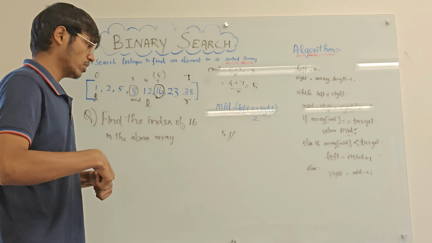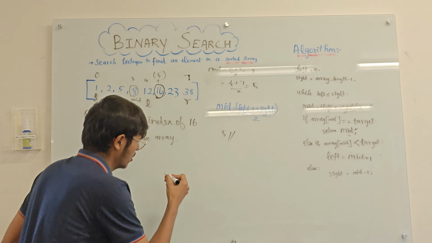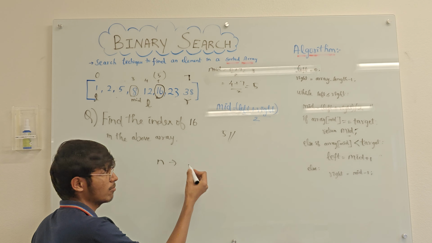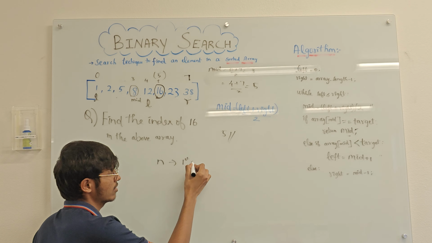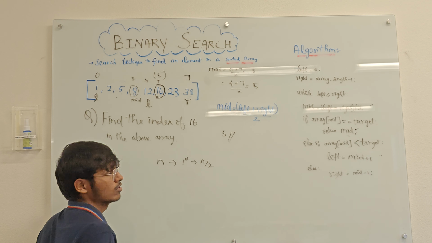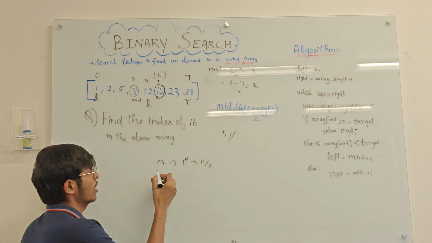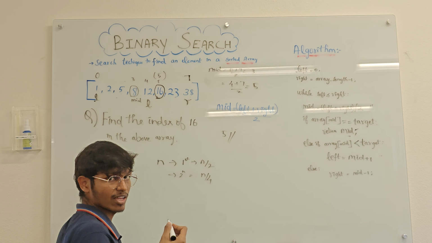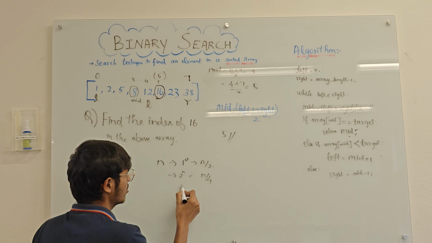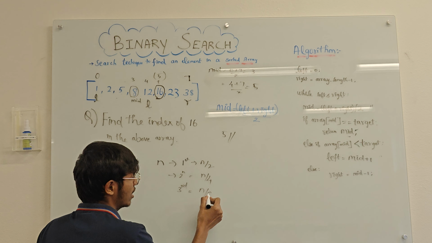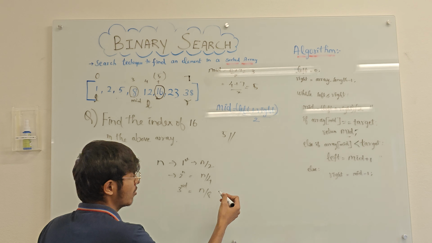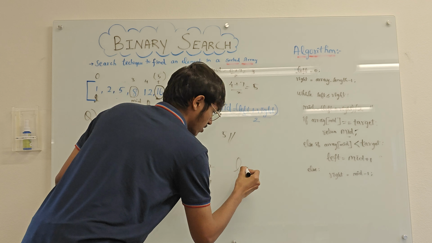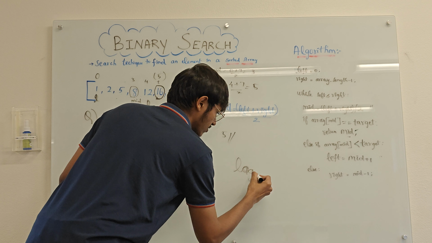When we generalize this, when we are iterating through n elements, after the first comparison it reduces to n by 2, after the second comparison it reduces to n by 4, and after the third comparison it reduces to n by 8. That's the number of elements that we are looking at. By observing this, we can say that the time complexity of the algorithm is log of n.